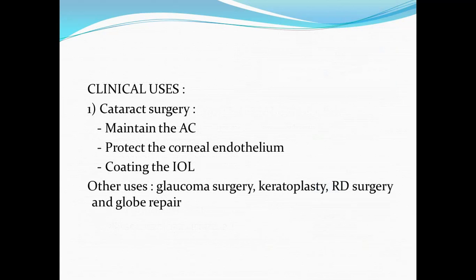What are the indications? Why do we need to use viscoelastic substances? The most important indication is to maintain the anterior chamber while performing cataract surgery so that there is space inside the eye. It also helps to protect the corneal endothelium while performing a cataract surgery. It also helps in coating the intraocular lens when we are putting the intraocular lens inside the capsular bag. The other uses are in glaucoma surgery, keratoplasty, retinal detachment surgery, and it is also used for globe repair.